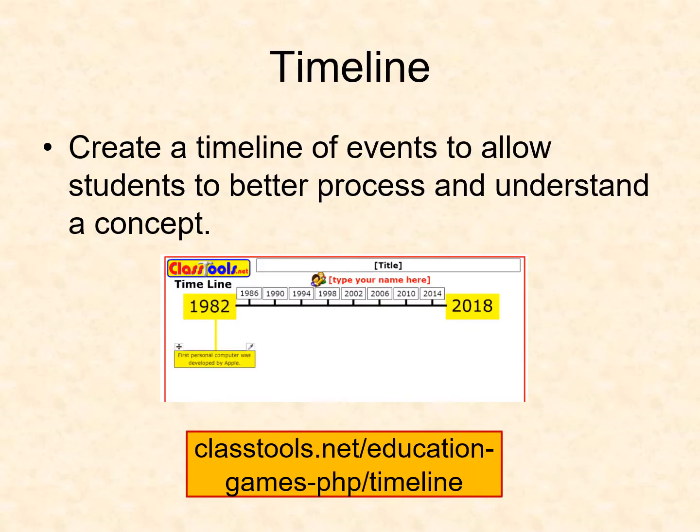Many students will better be able to understand dates of historical events in social studies or understand developments that led to the Industrial Revolution if they could see them plotted or if they themselves could plot them on a timeline. Here's a timeline tool located at classtools.net that can help us do just that.